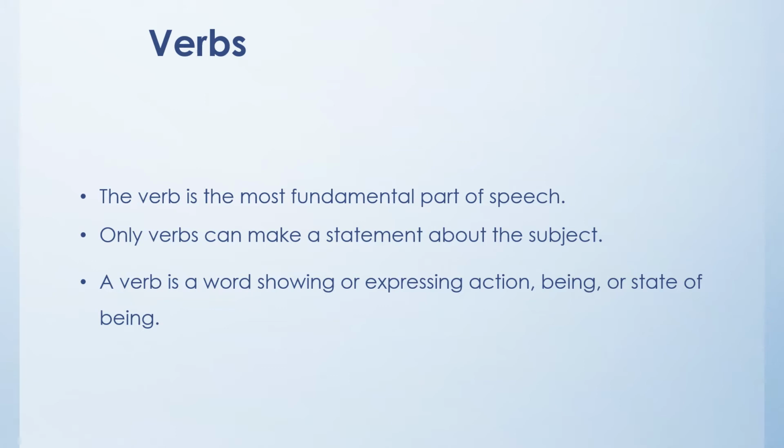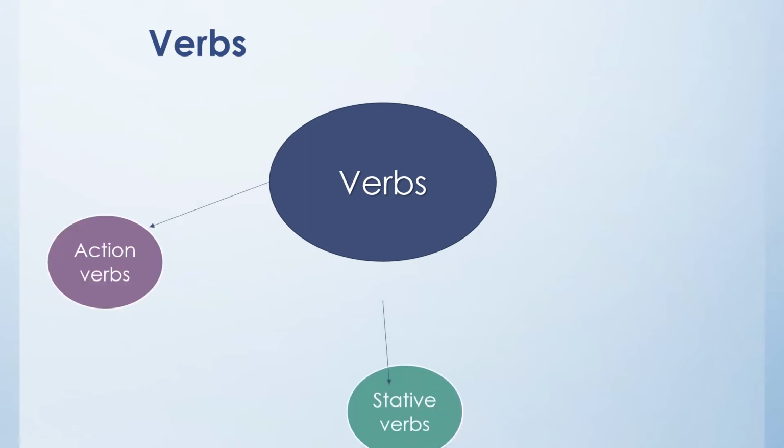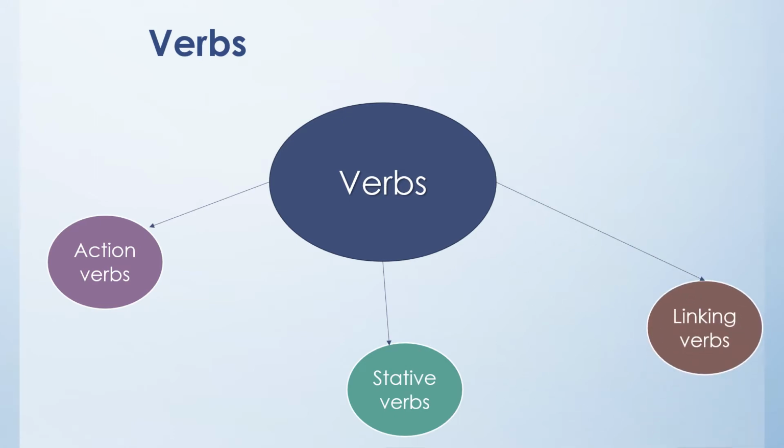For that, the verb can have different types, and also one verb can have more than one type. The verb can be an action verb, a stative verb, or a linking verb, and more that we will see later. So let's start with the first part. What is an action verb?